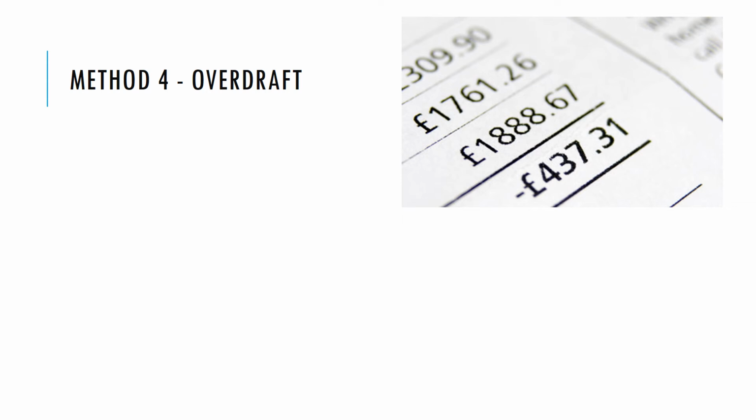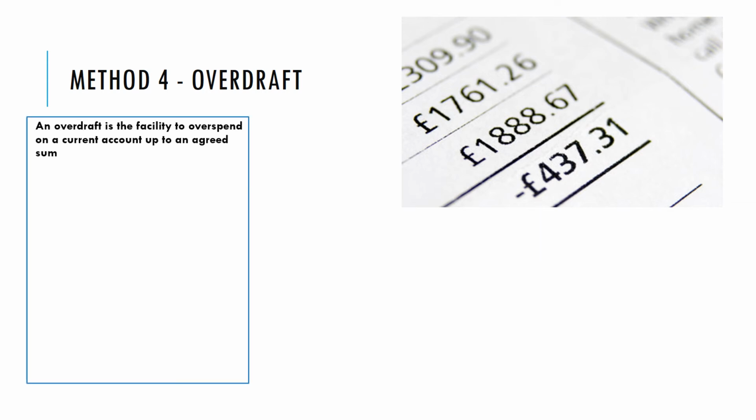Okay, method 4 is an overdraft. An overdraft is the facility to overspend on a current account up to an agreed sum. So it's provided by a bank, and over here it looks like this business is overspent by £437.31. So if they had an overdraft for £1,000, then the business would be allowing them to overspend up to £1,000. So here they're £437 overspent in their account.